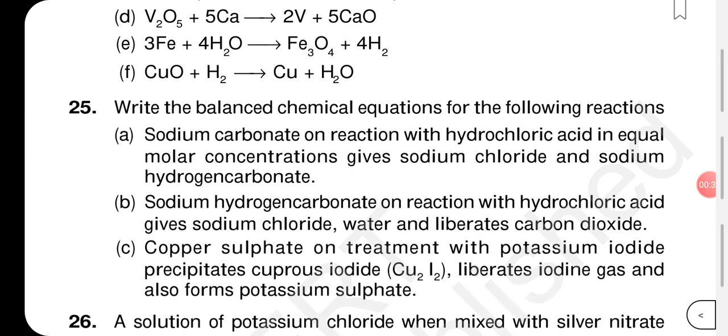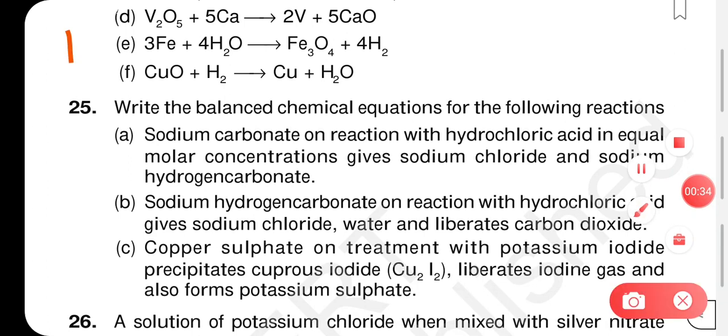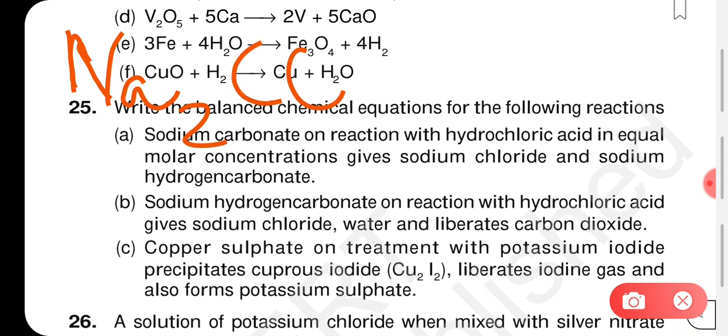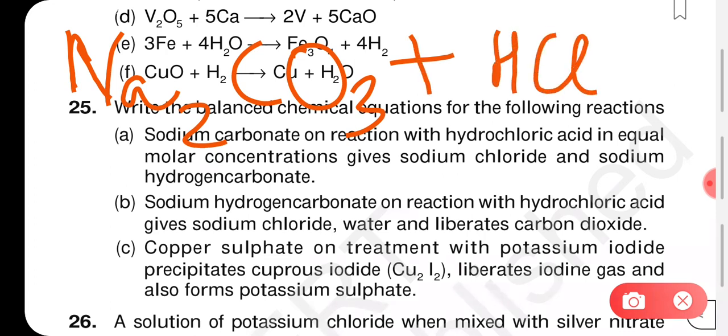Sodium carbonate is written as, I'll write it for you. You write the symbol for sodium, that is Na. Na2CO3. This is sodium carbonate. When it reacts with hydrochloric acid, that is HCl, it gives, and they have given that they are reacting in equal molar concentration.